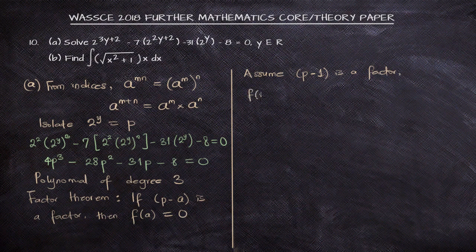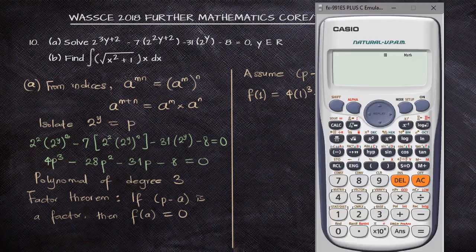Let's assume that p minus 1 is a factor. Then function of 1, if we want to evaluate it in this polynomial, will be 4 multiplied by 1 raised to power 3, minus 28 times 1 raised to power 2, minus 31 multiplied by 1, minus 8 is equal to, if we say we should evaluate that, let's bring in our calculator.